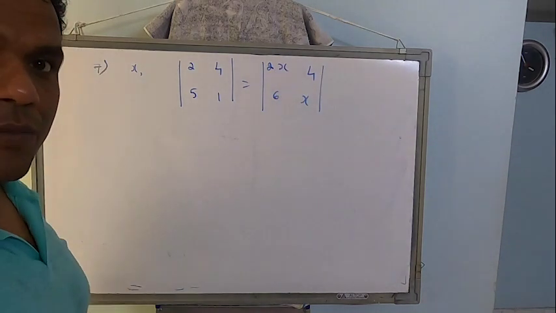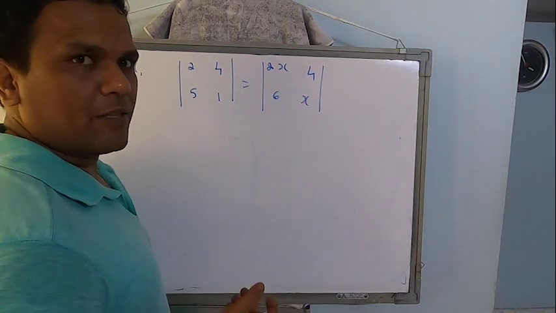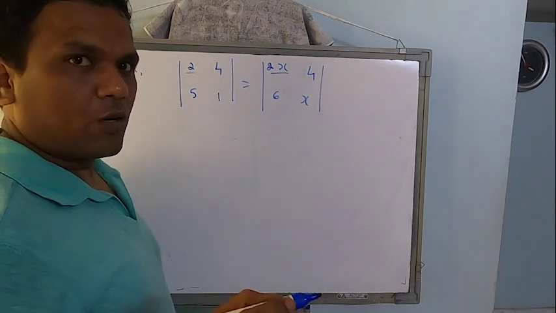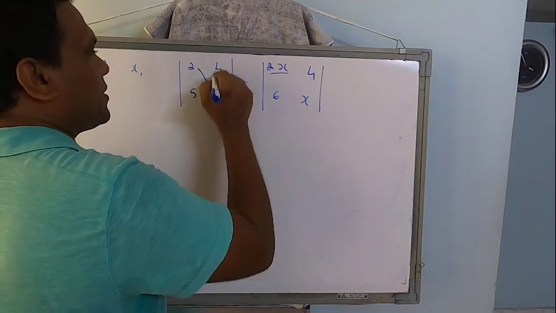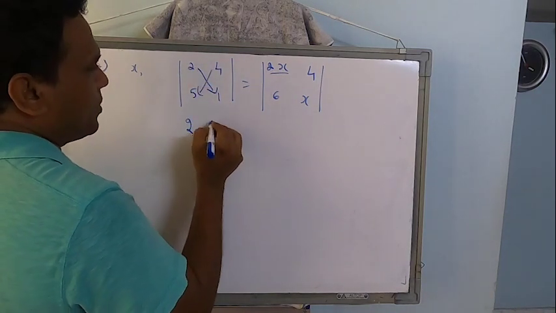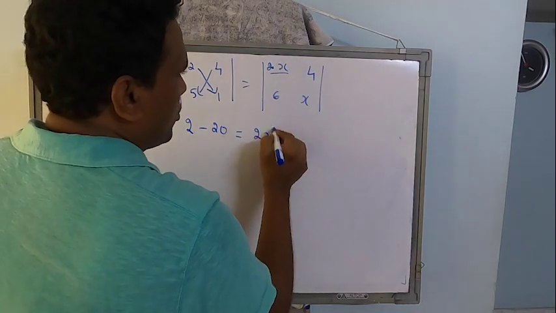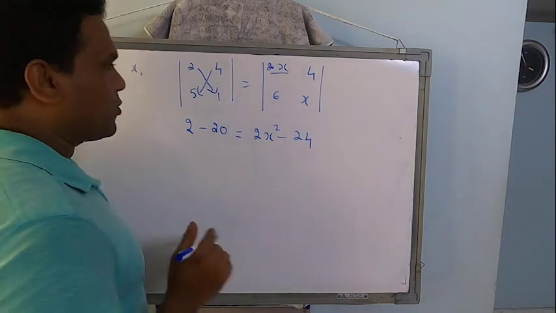Students, I told you, some students by mistake, or maybe because they are not familiar with the concept, will equate the corresponding elements and find x. Please do not do that. It's not done in that way. What you do is first expand the left side. So 2 minus 20 equal to, multiply these two, 2x square minus 24. So keep simplifying till you find x.